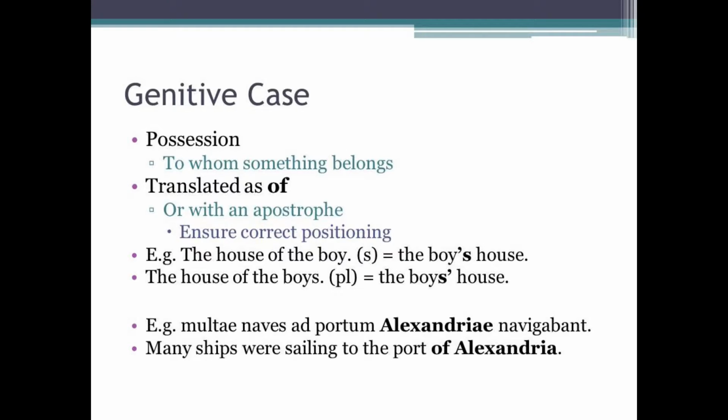And for an example of the genitive case in a sentence in Latin, multae naves ad portum Alexandriae navigabant. This means many ships were sailing to the port of Alexandria. And notice how Alexandriae has been translated as of Alexandria.